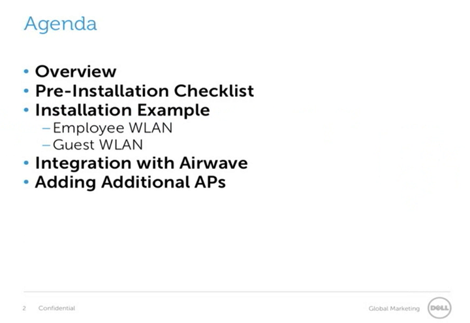In this video, we will cover an overview of PowerConnect W-Instant, a pre-installation checklist, and an installation example where we will take a factory default Instant AP and configure employee and guest WLANs. Then we will cover the optional steps of integration with Airway for management and adding additional Instant APs.